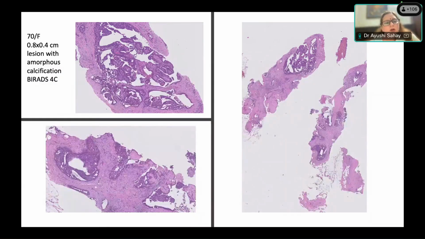Now another small lesion. There is a very small lesion which was called BI-RADS 4C, a small 0.8 to 0.4 centimeter lesion with amorphous calcification, for which the core biopsy was done. It also showed a very small papillary proliferation, and at some places the proliferation was a little bit more solid. You can see that the cores are showing some places papillary and some places a little bit more solid areas.